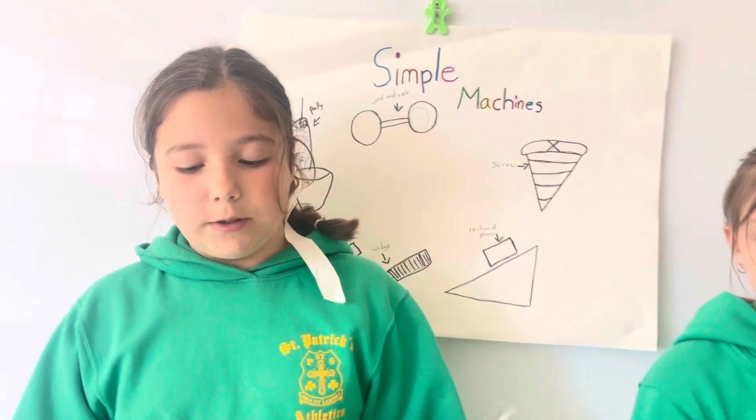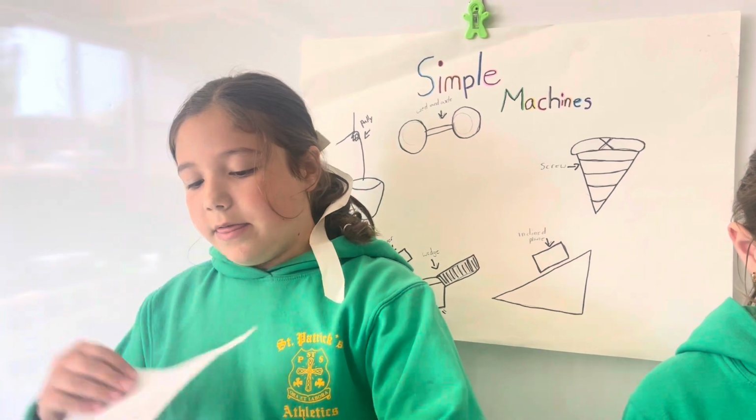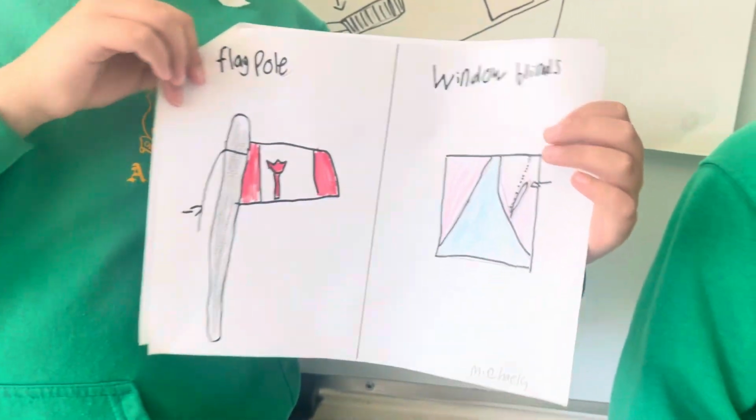An example of pulleys are flagpole, cranes, blinds, and more. Here's my example of a flagpole and a window blind.